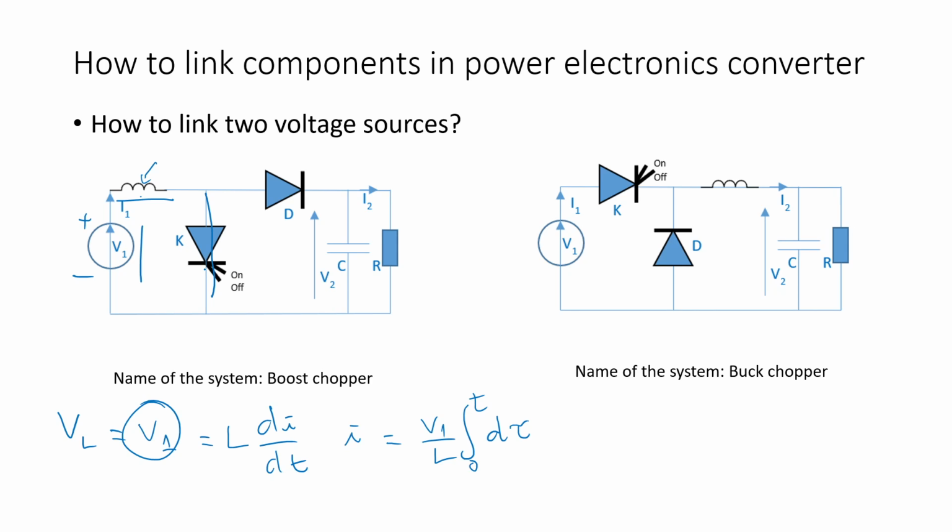And when it turns off, the energy stored in here will release to here. So actually this one is called boost chopper or converter. And for this one, you implement switch and protection like this. Yeah. So here you can call it as filter.